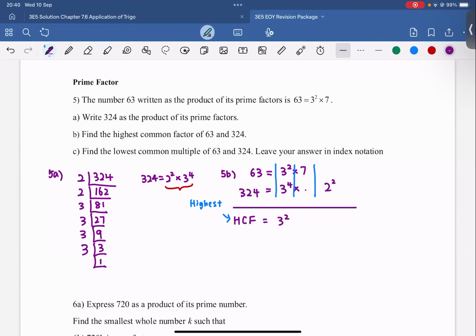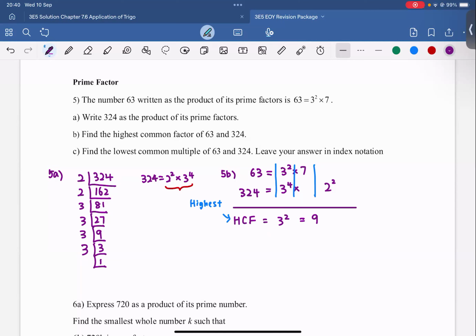7 and the blank space. Blank is smaller than 7. We choose the blank space. 2 squared and the blank space, blank is smaller than 2 squared. We will choose the blank space. Therefore, the HCF is just 3 squared, which is 9.